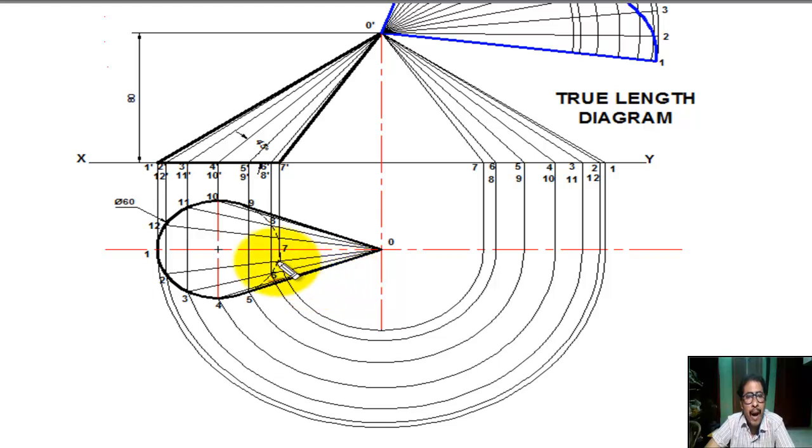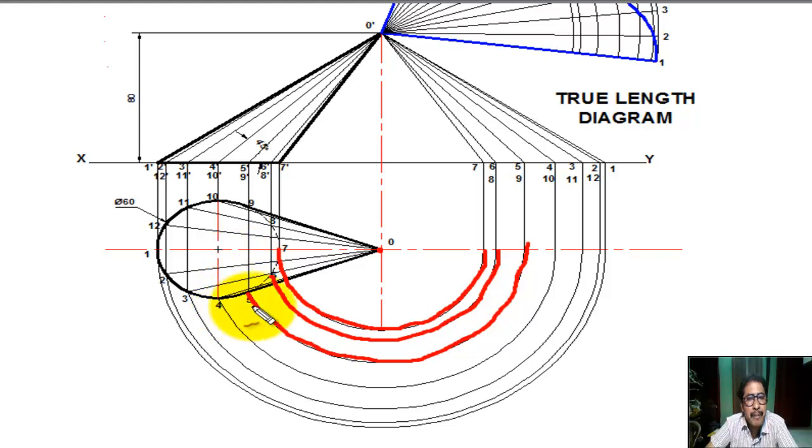Now we find the true length of the generator. With center O, draw an arc from 7. Draw the arc from 8 to 6, up to the axis line. Draw the arc from 9 and 5.